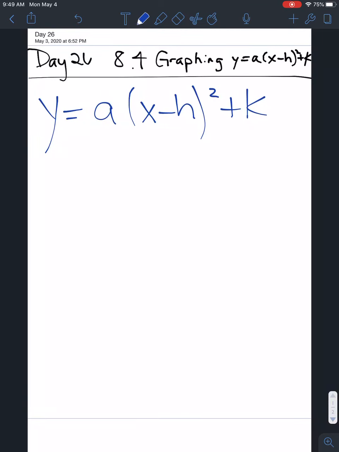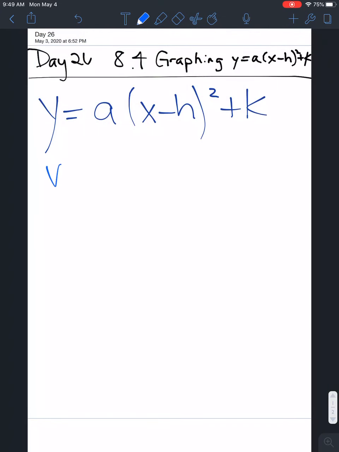Alright, so let's go ahead and jump into this. Last week we learned how to graph y equals ax squared plus bx plus c. That was our basic form of quadratic. Technically, it's called standard form. The form shown on your screen is called vertex form.